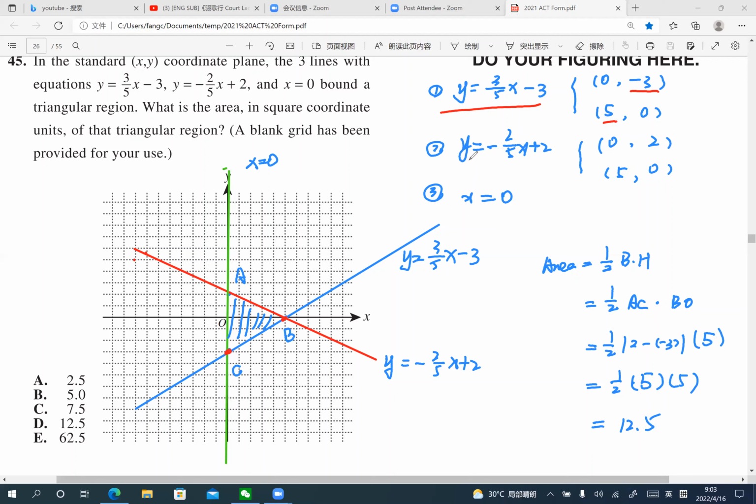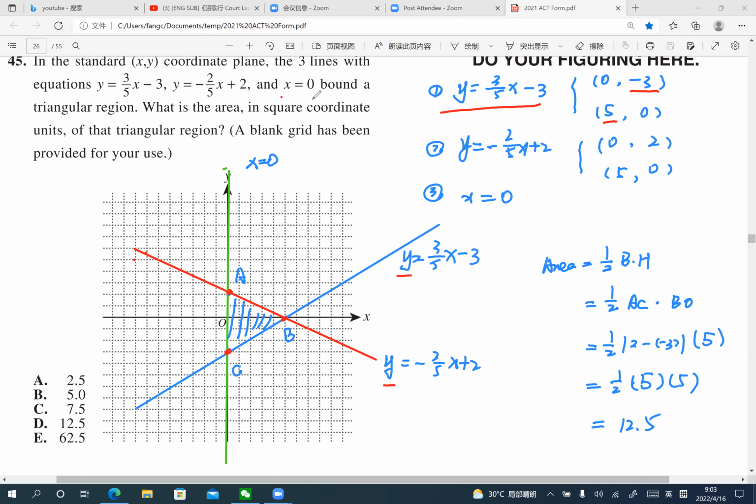And the second, y equals -2/5 x plus 2. When x equals 0, y equals 2. When y equals 0, x equals 5. So the 2 points, one is (0, 2), the other one is (5, 0). Then connecting the 2 points, we have our second line. I drew it in red color. So this is the second line, this is the first line.